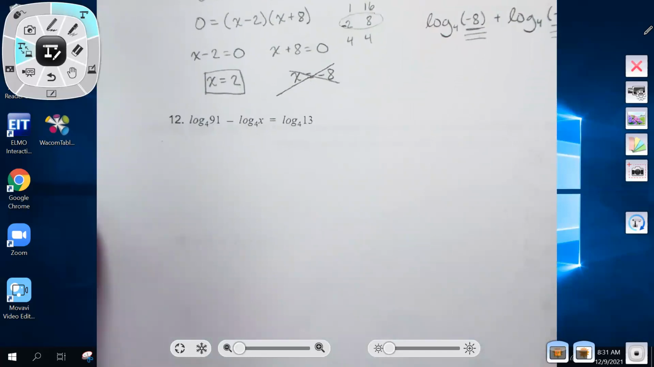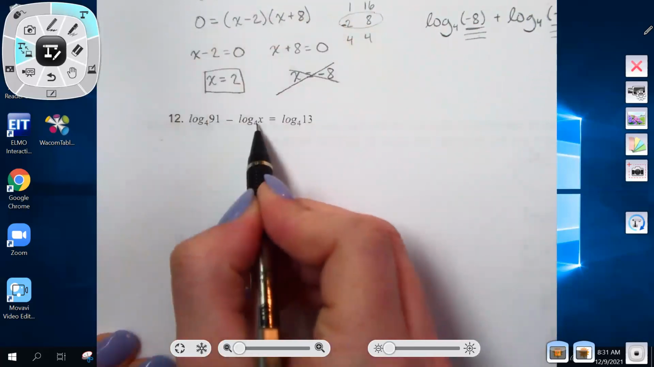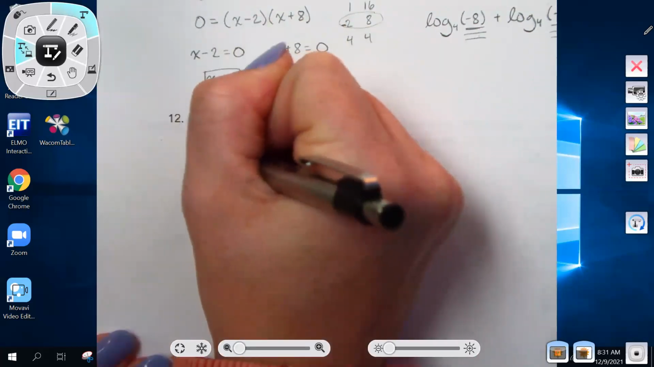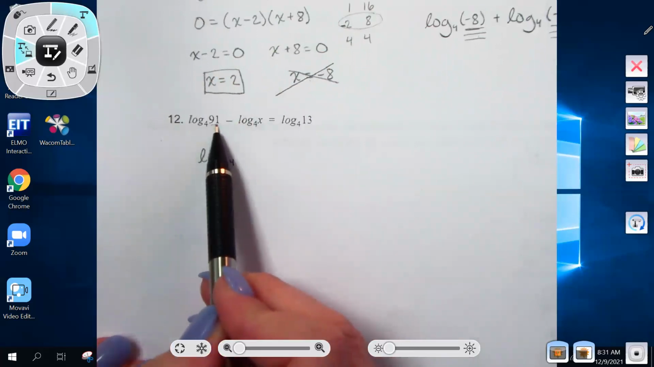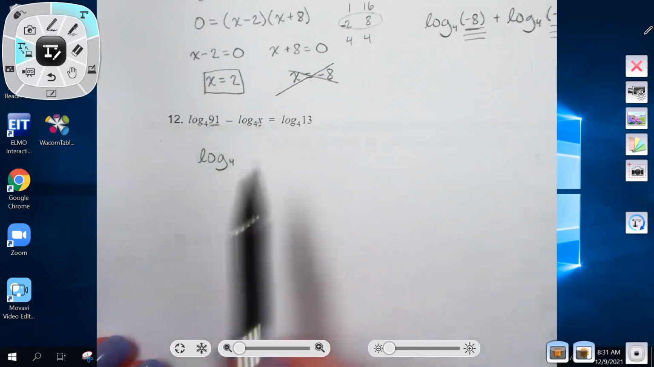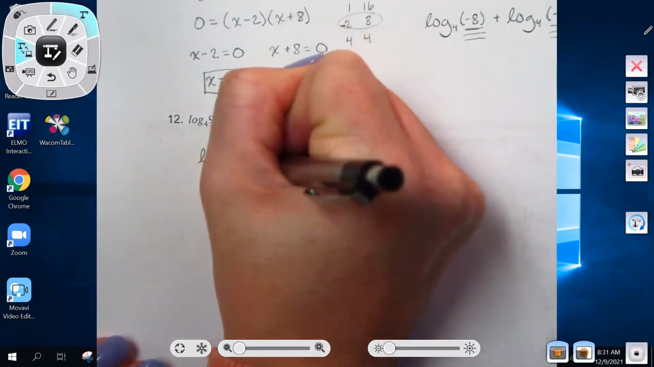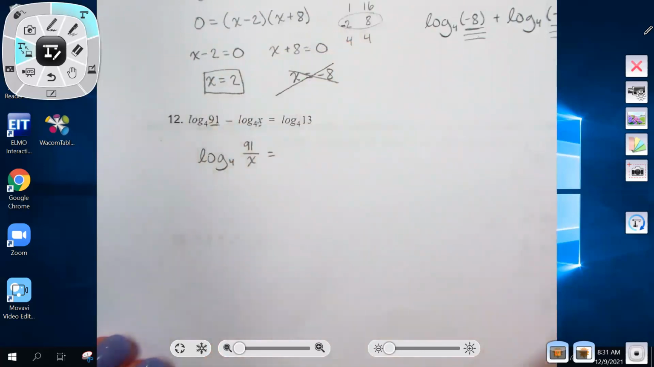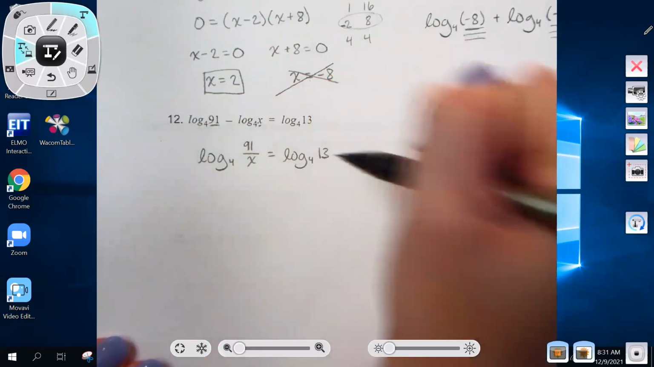Number 12, we have two logarithms that are being subtracted. So we want to combine those into one logarithm. Because they have the same base, we can do that. And when we combine them, that base is going to stay the same. So it stays log base 4. But this time, since we're subtracting, instead of multiplying these numbers, we will divide. So we will divide 91 divided by x. And that's still equal to log base 4 of 13.